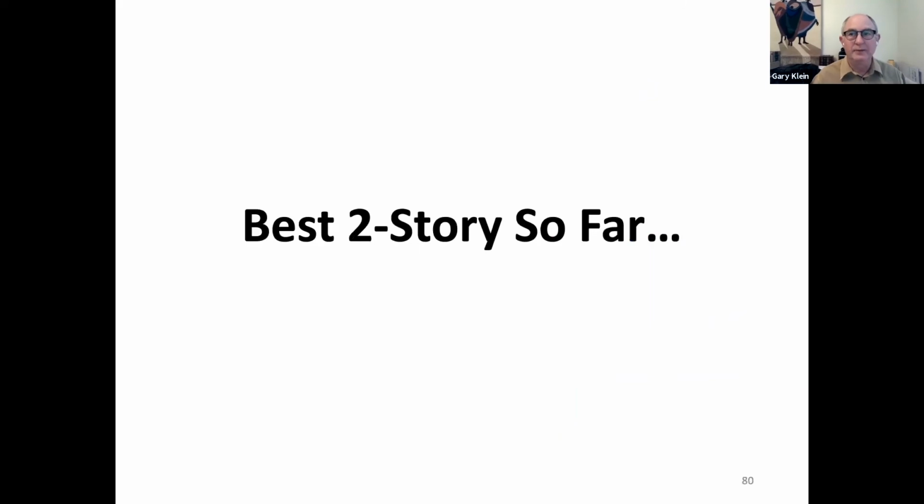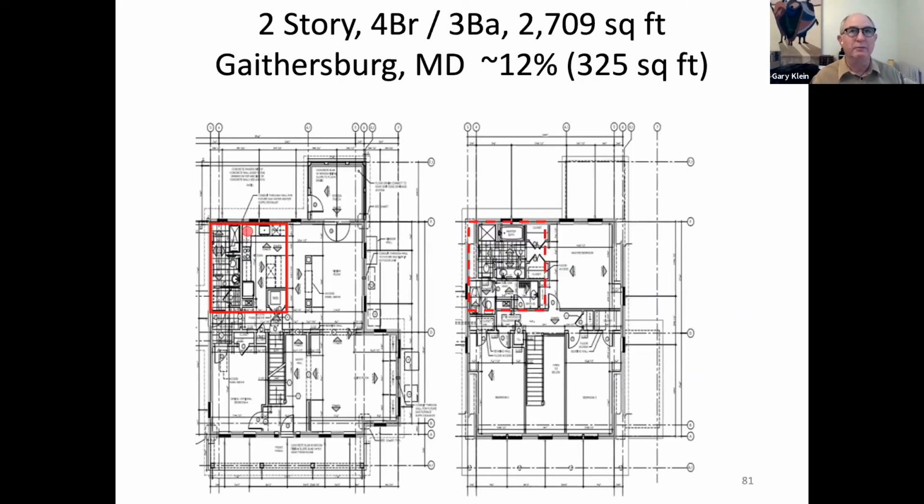Okay. The best two stories so far, many of you know the person who designed this, but all of us in the US own this building. This is in Gaithersburg, Maryland, at the NIST facility, National Institute of Standards and Technology. They have a net zero home they've been analyzing for a while. And this is the floor plan. Water heater is actually in the basement, and all of the wet rooms are in this quadrant of the building.